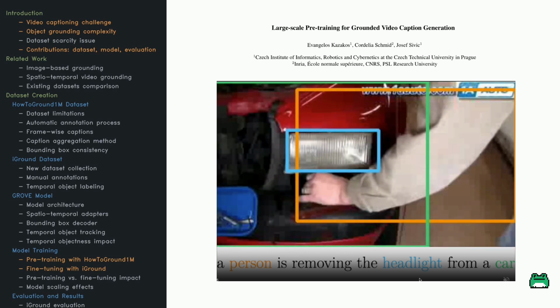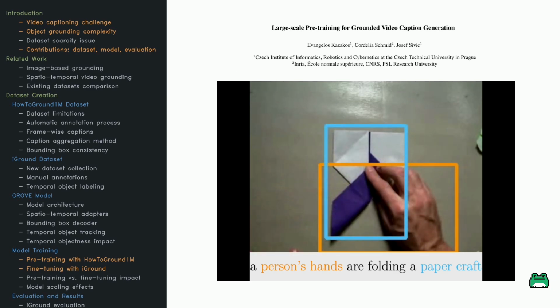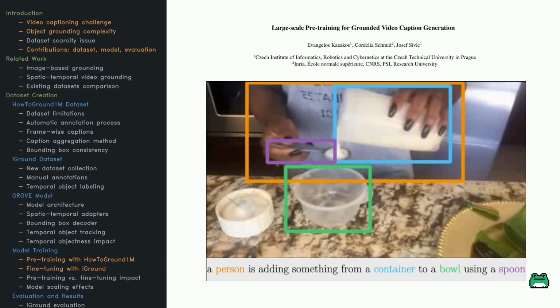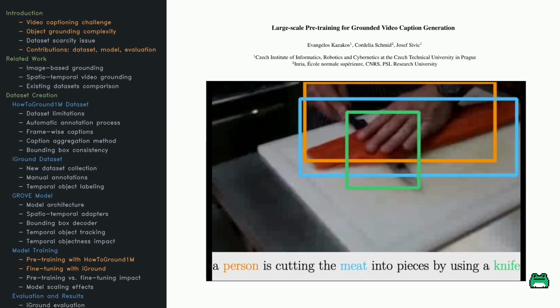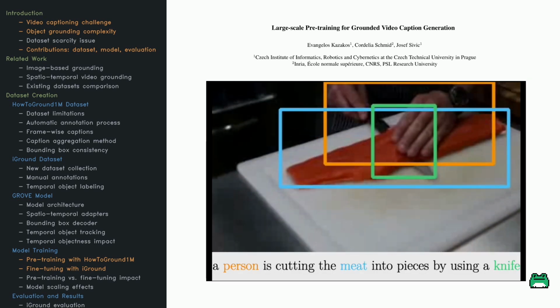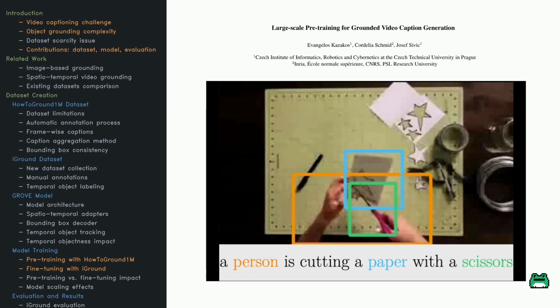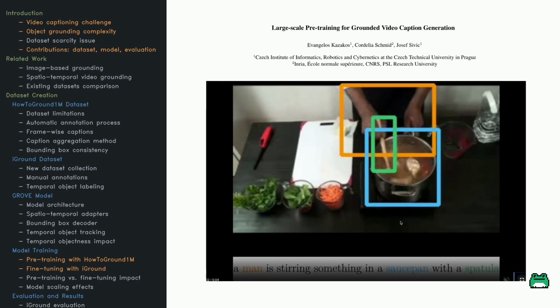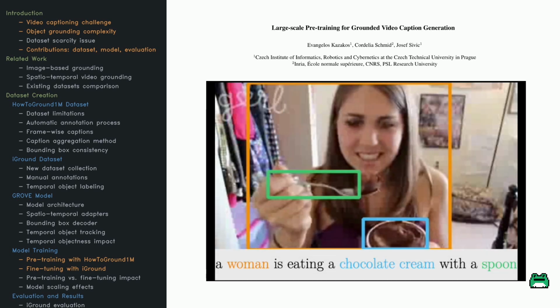Grove's secret? A massive dataset, How to Ground 1 Million, built using a clever AI-powered pipeline that turns scattered frame-by-frame descriptions into smooth, consistent captions, grounded in reality. Today, we're diving deep into how Grove learns to see and tell with unprecedented accuracy, and why this might just be the future of video understanding. Let's break it down.